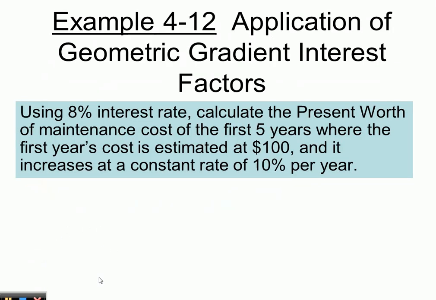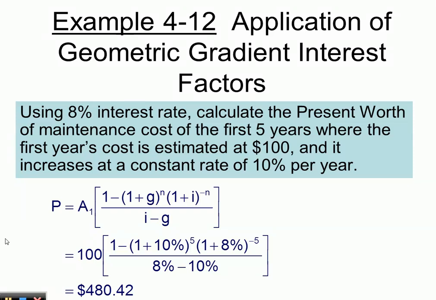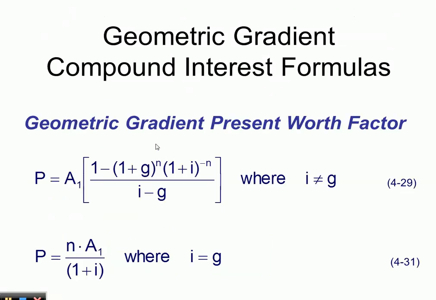Alright, so let's use it. Using an 8% interest rate, calculate the present worth of maintenance cost of the first 5 years, where the first year's cost is estimated at 100 and increases at a constant rate of 10% per year. Well, very simple. 8% is the interest rate, right? The growth is 10% per year, so G is 10%. So I does not equal G, so we use that first formula that we had.